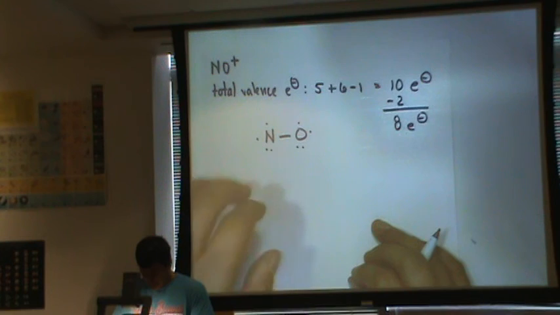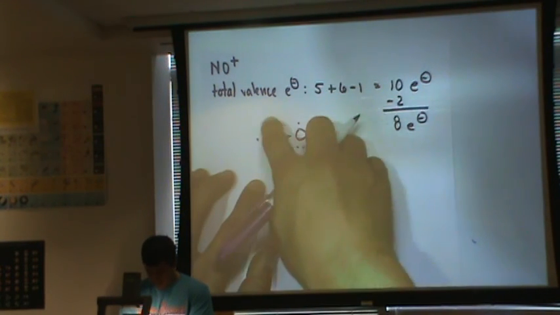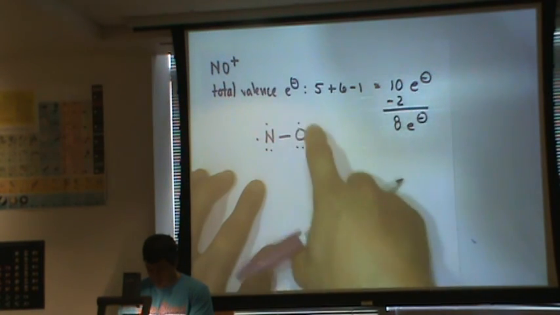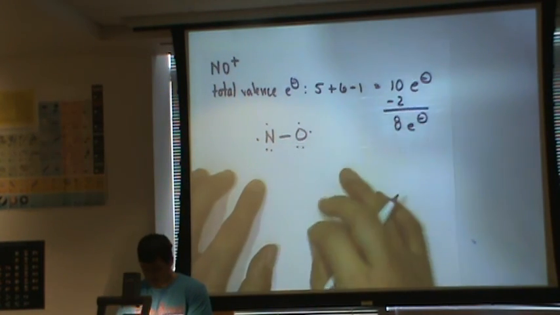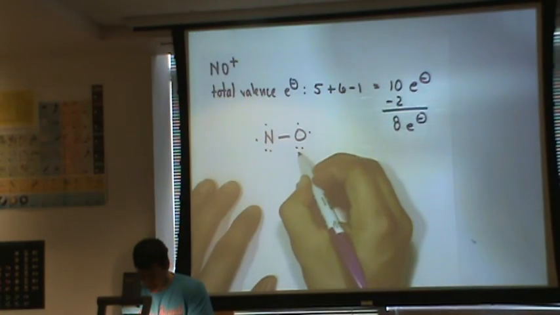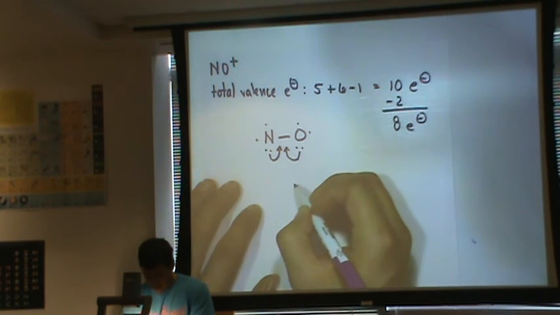Okay. Let's check if it follows the octet rule. Nitrogen, 1, 2, 3, 4, 5, 6. Has 6 electrons, not happy. Let's check the oxygen. 1, 2, 3, 4, 5, 6. Has 6 electrons, it's not happy. So we need to make some bonds. I'm going to move, again, these 2 electrons here, these 2 electrons here, to make a triple bond.